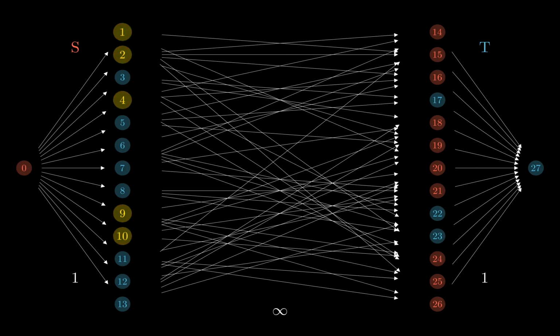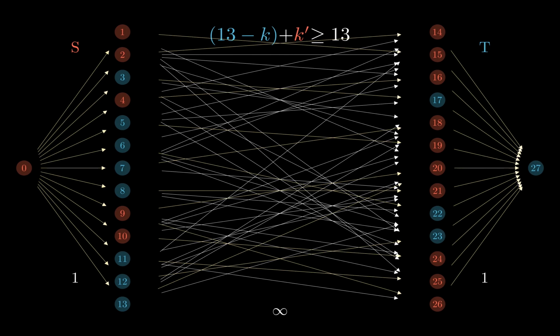Let's say we pick K piles to be in S. Then, there are 13 minus K piles in T, and at least K ranks in S. So in total, the value of the cut must be at least 13 minus K plus K, which is at least 13. Since this works for any K, the minimum cut value is at least 13, and by taking K equals 0, we find the cut of exactly 13. Thus, there must be a flow of 13 through the cards, and hence a perfect pairing.